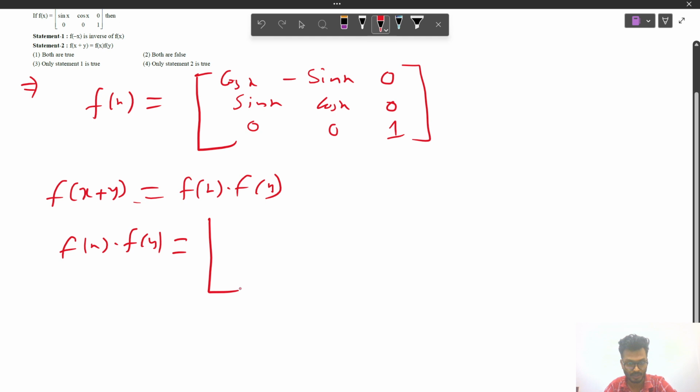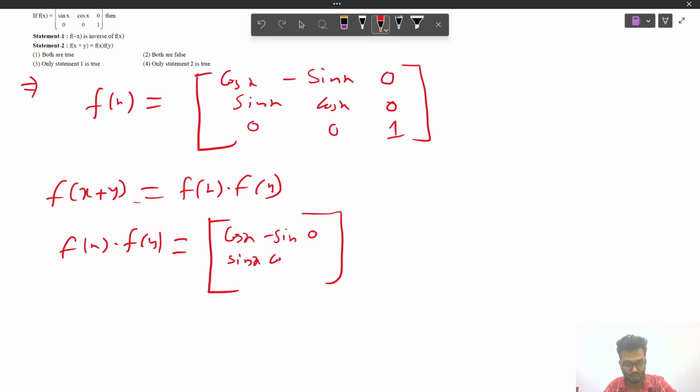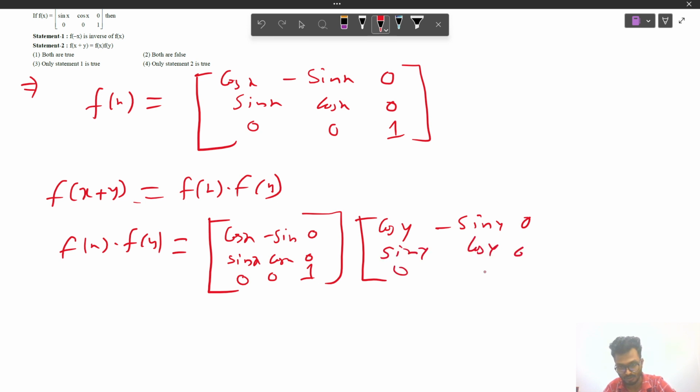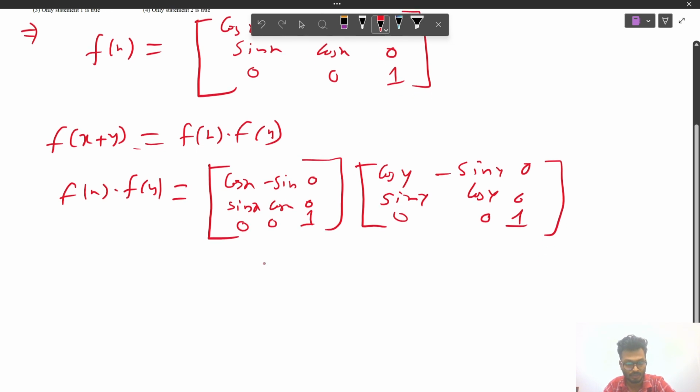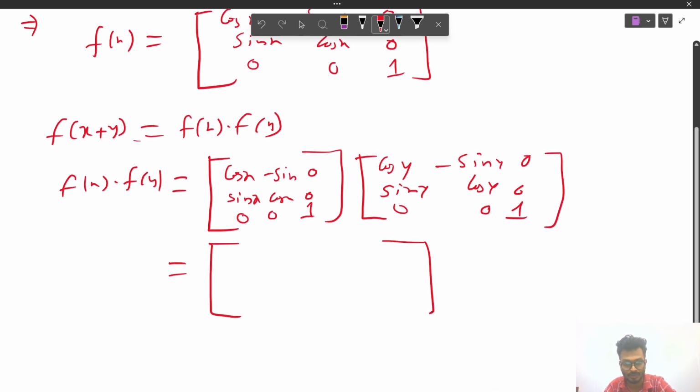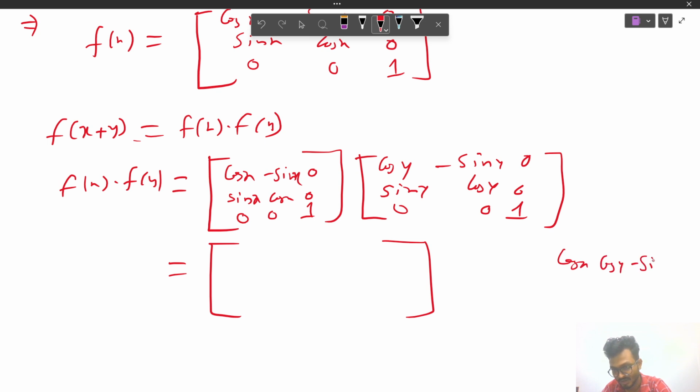So what we get: f(x) is given, so [cos x, -sin x, 0; sin x, cos x, 0; 0, 0, 1], and this is [cos y, -sin y, 0; sin y, cos y, 0; 0, 0, 1], right? So this is equal to, if we multiply, what we get: the first part will be cos x cos y minus sin x sin y. So this is nothing but cos of (x plus y).